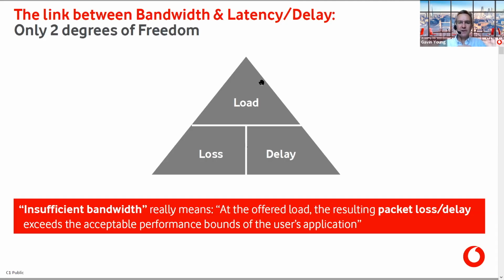But if there are other applications loading that bandwidth, and the overall load on that pipe is excessive, then that can result in packet loss and delay. Netflix can rate adapt down, but ultimately you reach a point where the packet loss or whatever is unacceptable. So you've got these two degrees of freedom. Loss and delay and bandwidth are not completely independent things. There is a link between them.